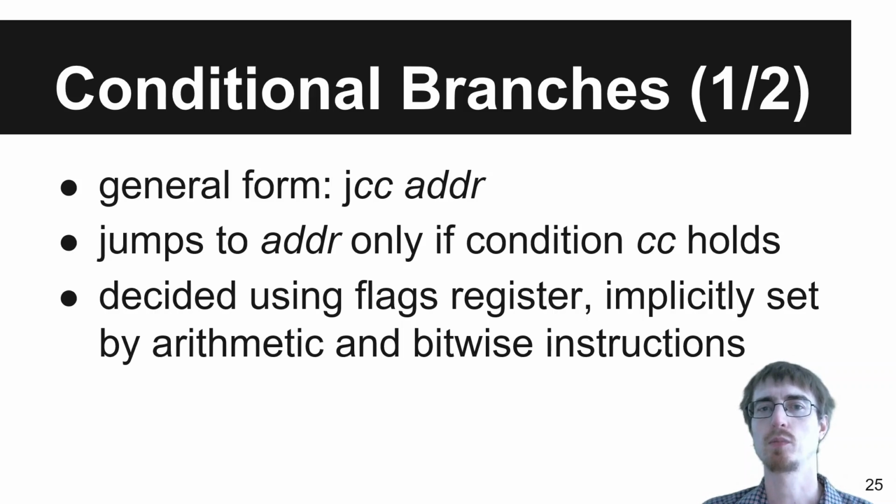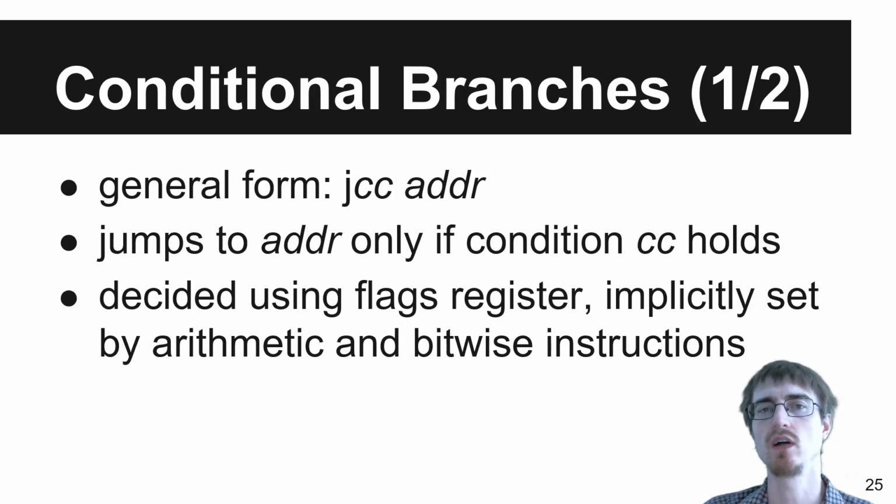Now, conditional branches. Conditional branches are conditional in the sense that they may or may not perform a jump, depending on the situation. Why would you want this? Well, this is what you use to implement the if statement or to implement a while loop or something like that. There, you need to perform a test and then either perform a jump or go to the next instruction, depending on the outcome of the test.